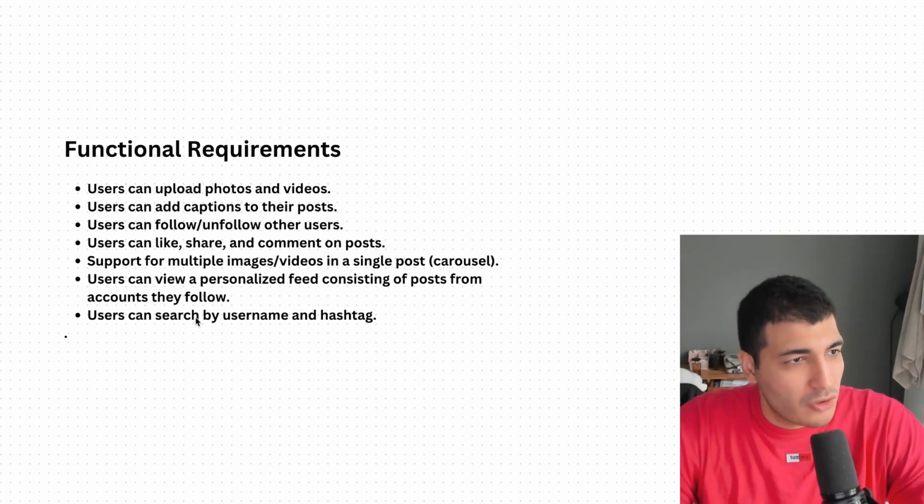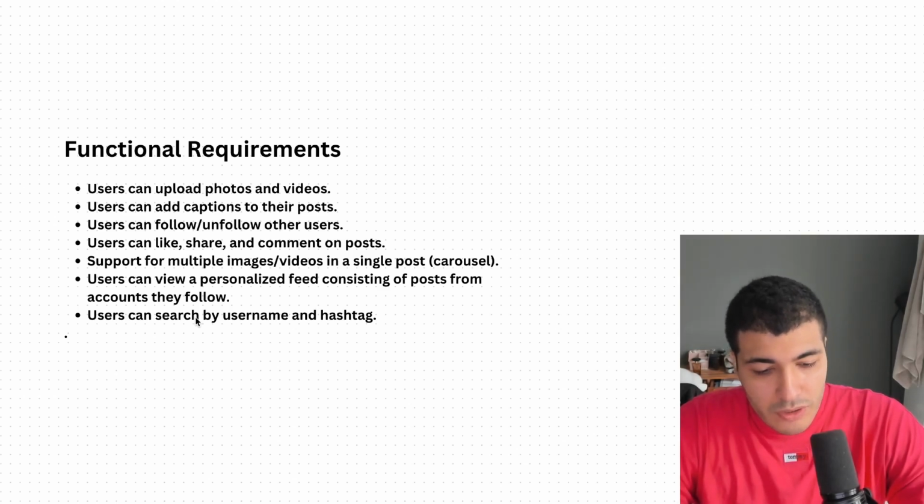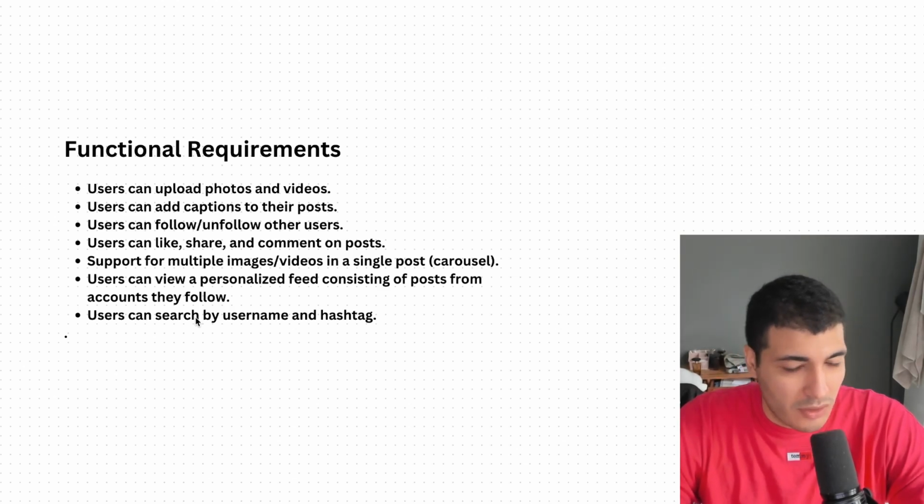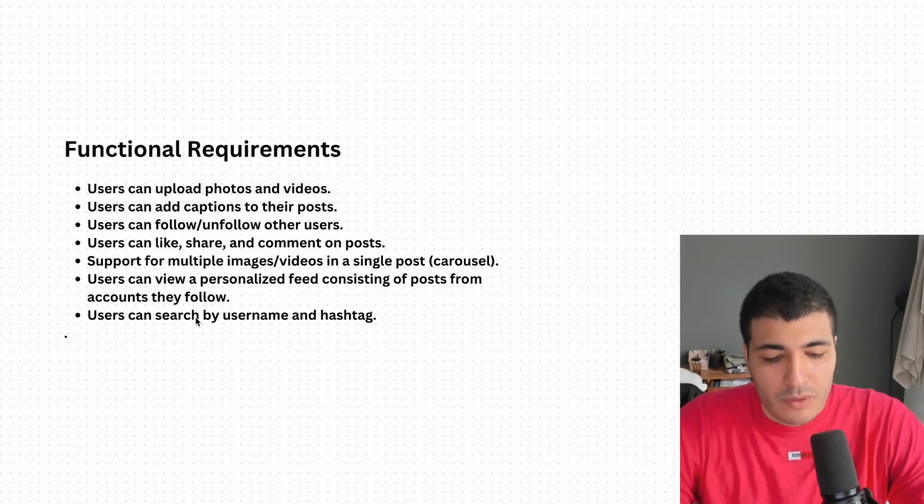So let's start with the functional requirements. We need to create a system where users can upload photos and videos. Users can add captions to their posts. Users can follow and unfollow each other. Users can like, share, and comment on posts. We need to support multiple images and videos in a single post, which is basically a carousel. Users can also view a personalized feed consisting of posts from accounts they follow. Users can search by username and hashtag.